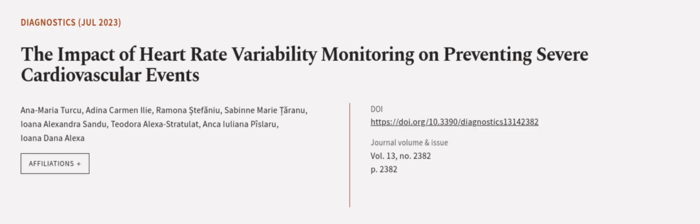neurocognitive disorders. This article was authored by Anna Maria Turcu, Adina Carmen Ilie, Ramona Ștefăniu, and others.